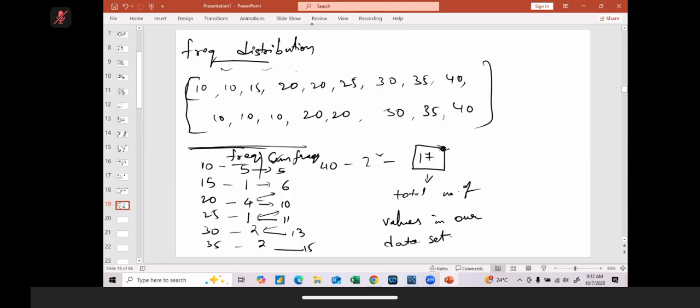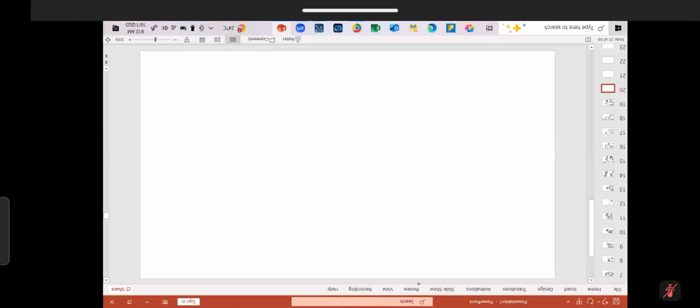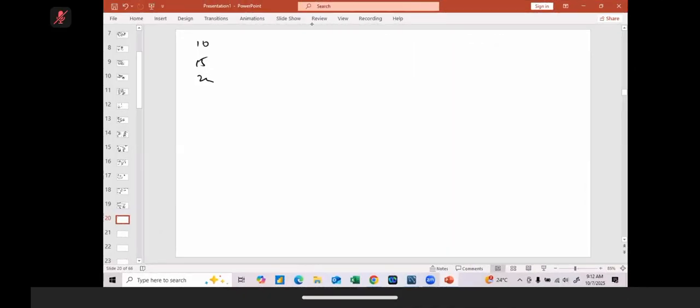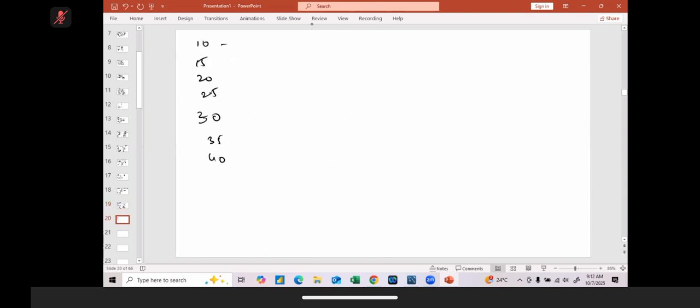Convert into percentage. Relative frequency talks about percentage. For example, see here: 10, 15, 20, 25, 30, 35, 40. Okay, 7 numbers. 10 is repeated. How many? 5, 1. Okay, we'll take cumulative frequency: 5, 6, 10, 11, 13, 15, 17.